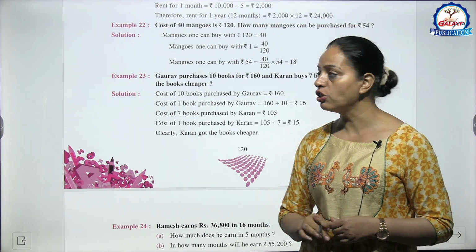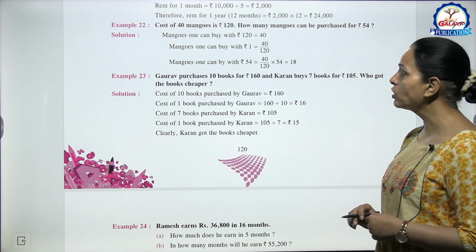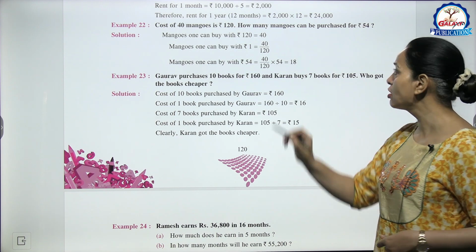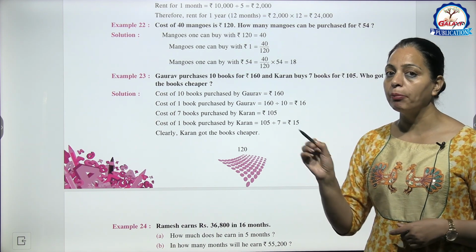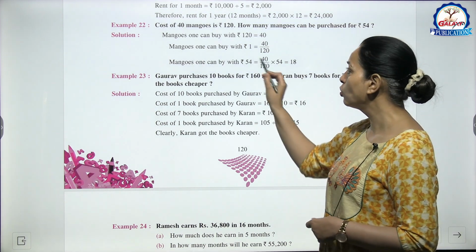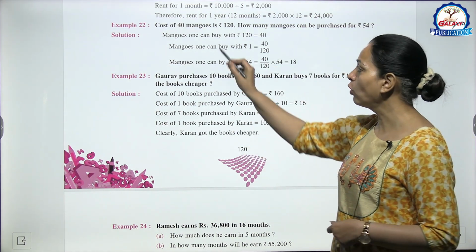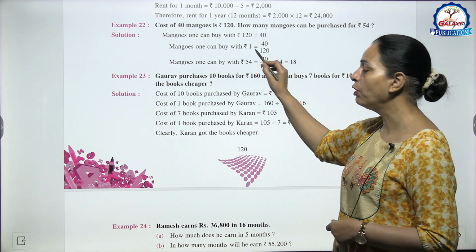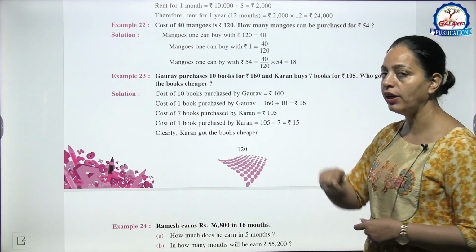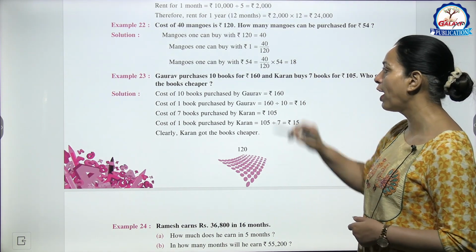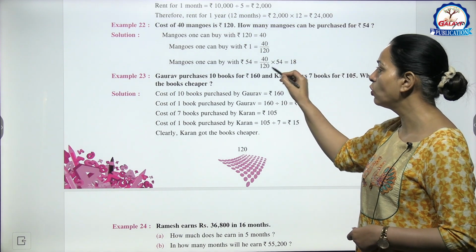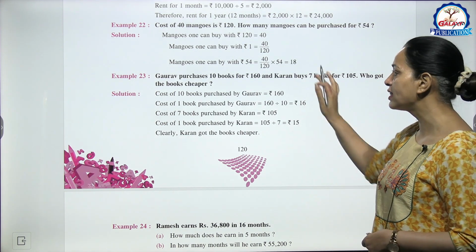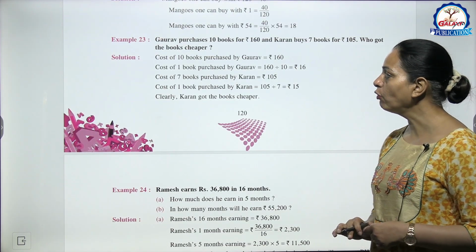Now example 22. Cost of 40 mangoes is rupees 120. How many mangoes can be purchased for rupees 54? हमें number of mangoes find out करना है. So that will be on the right side. So mangoes one can buy with rupees 120, that is 40, and with rupee 1, 40 divided by 120, with rupees 54 multiply by 54. Cut the number, 0 0 cancel, 4 3s are 12, 3 से 54 cut कर देंगे. Answer is 18.